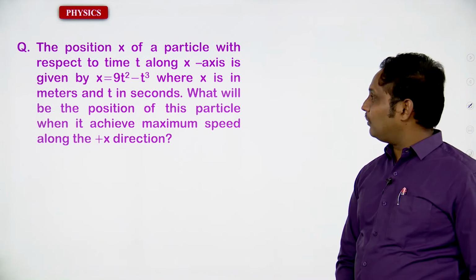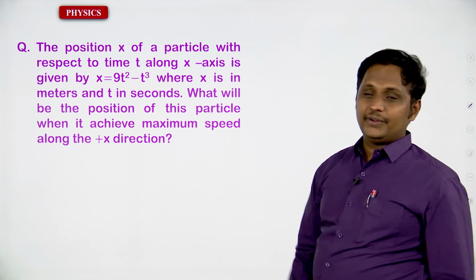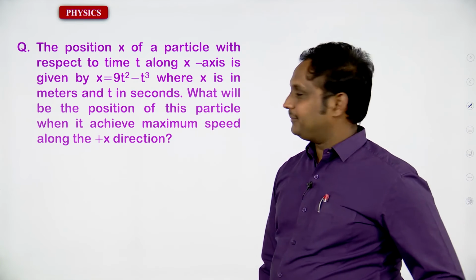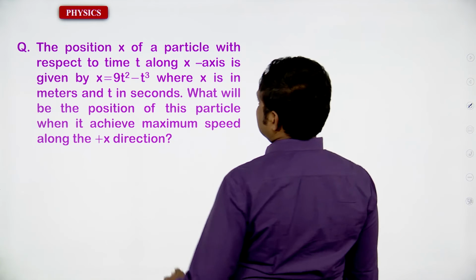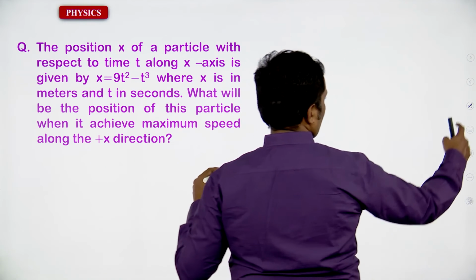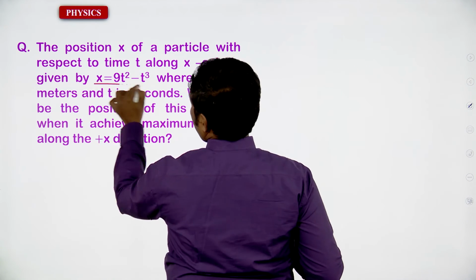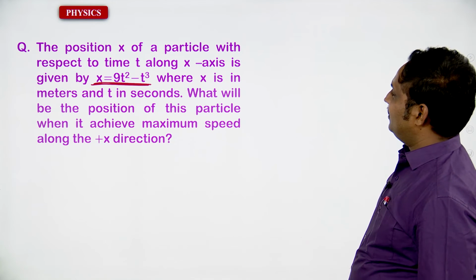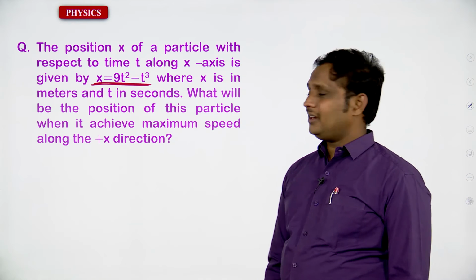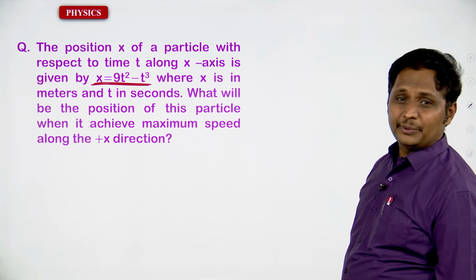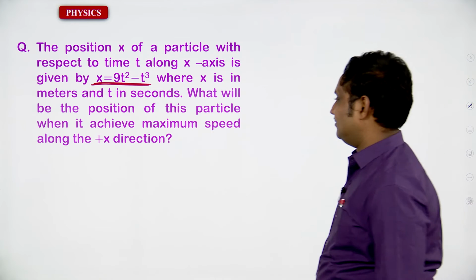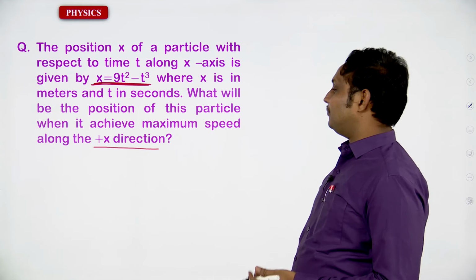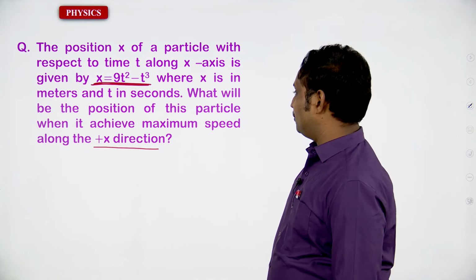Let's have a look into that problem. Yes, you have to take this one. The position of a particle with respect to the time along the x-axis. It's very clear. You have to take the position of a particle. They have given along the x-axis. What will be the position of the particle when it achieves a maximum speed along the x direction? Okay. Very good question. Please have a look into the given question.